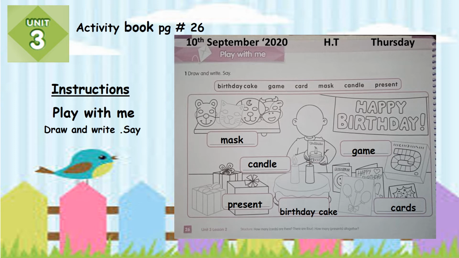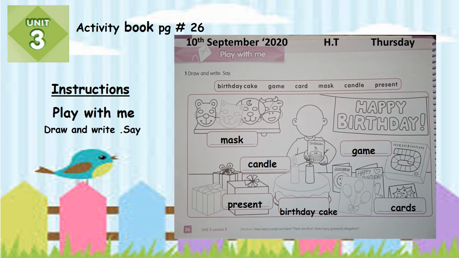Okay, on the top of the page you can see there are words given: birthday, B-I-R-T-H, birth, D-A-Y, birthday, cake, C-A-K-E, cake. Then the next words are game, G-A-M-E, game, card, C-A-R-D, card, mask, M-A-S-K, mask, candle, C-A-N-D-L-E, candle, present, P-R-E-S-E-N-T, present.